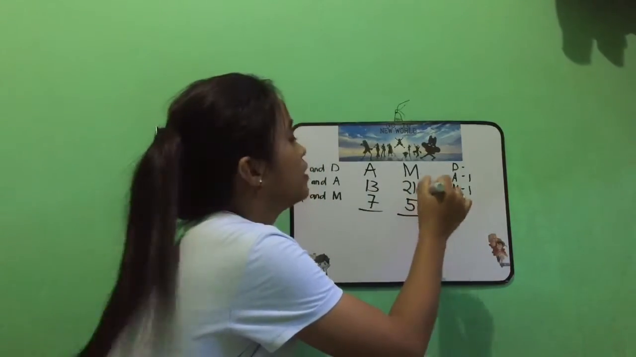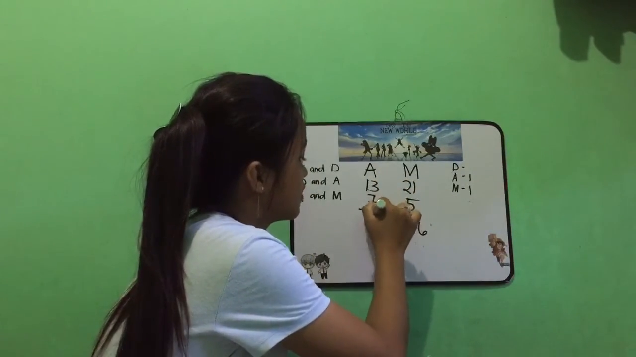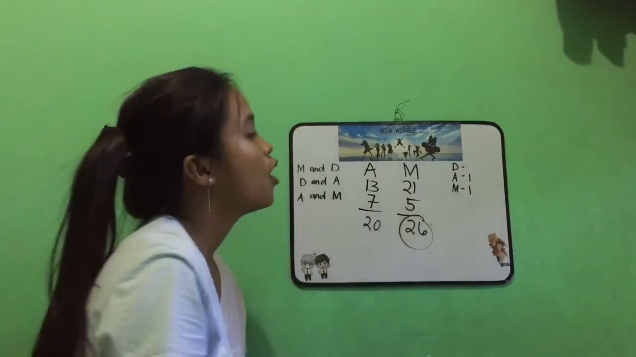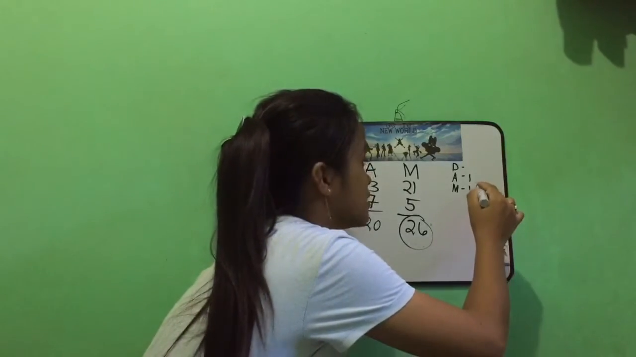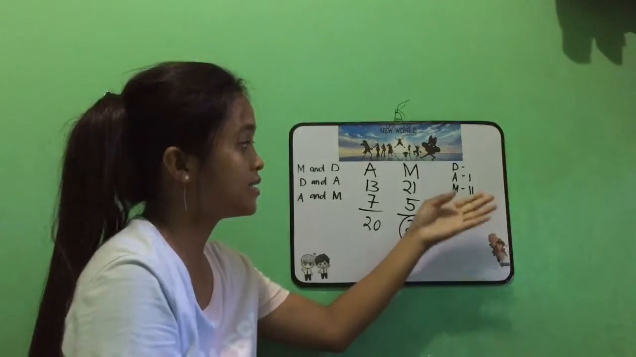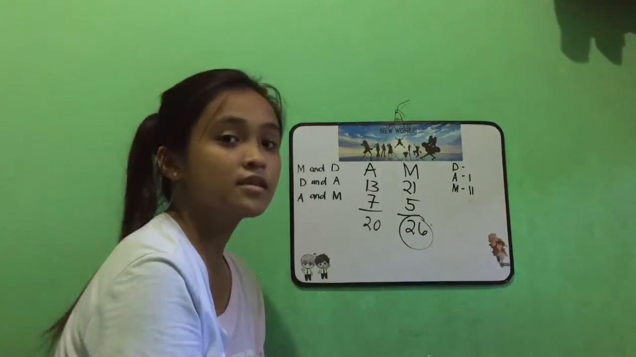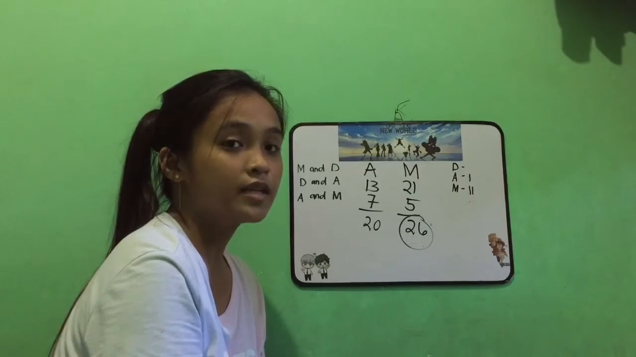So let's sum them all up. 21 plus 5 equals 26. 13 plus 7 equals 20. So the main course won this voting. So let's add 1 point to the main course. So as you can see in the tally, the main course won these votings because it has a greater number of votes.